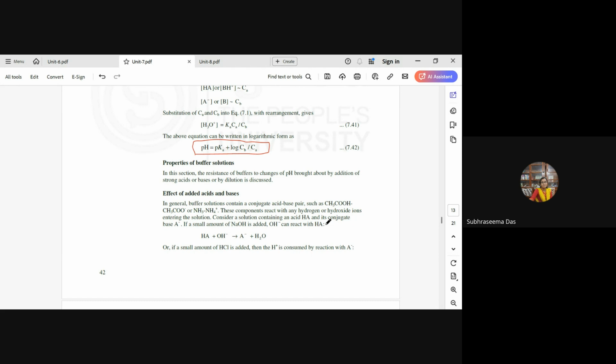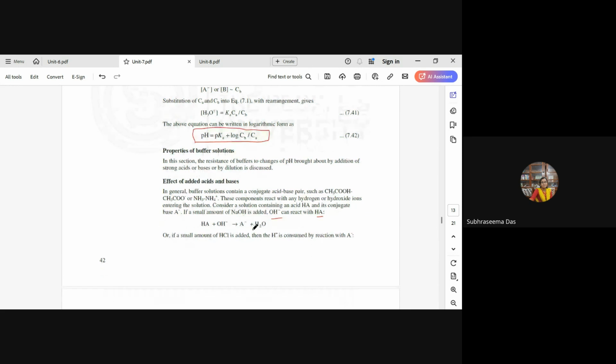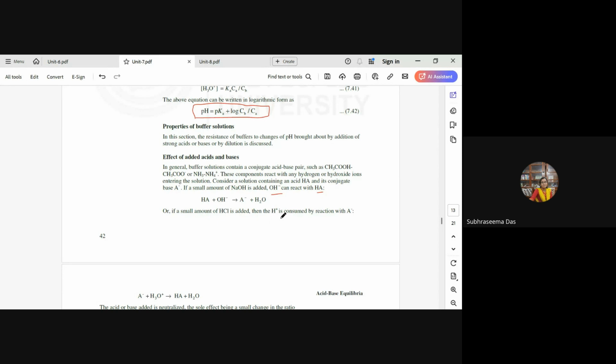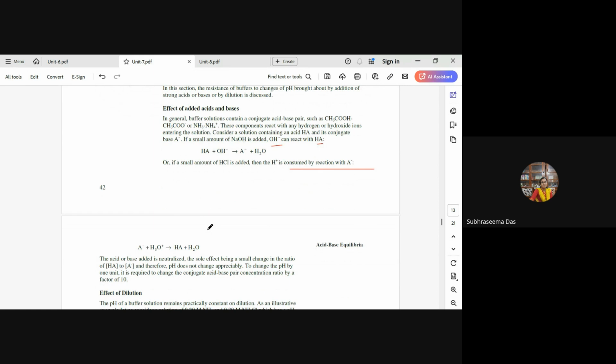So when we have a HA and A minus buffer, if we add a small amount of OH minus, this OH minus can react with HA to form A minus and H2O. Or if a small amount of HCl is added, then the H plus is consumed by A minus. So therefore, the acid or base added is neutralized, the sole effect being a small change in the ratio of HA by A minus, and therefore in such cases the pH does not change appreciably.